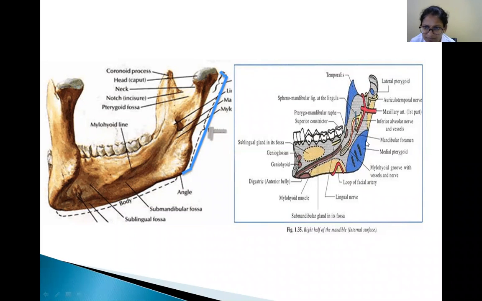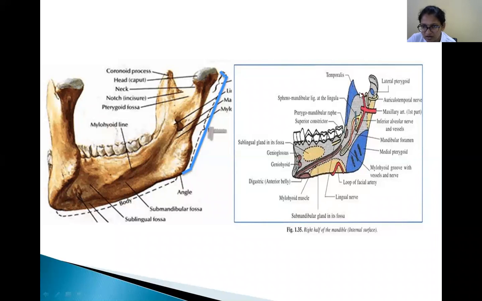Next, coming to the superior border. In the superior border, you are going to see two processes. One is the coronoid process, and the other is the condylar process. The anterior one, or the one in front, is called the coronoid process, and the posterior one is called the condylar process. In between the two processes, you are going to see a notch. This is called the mandibular notch.